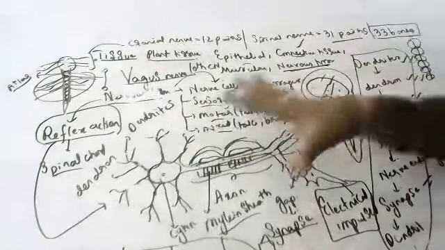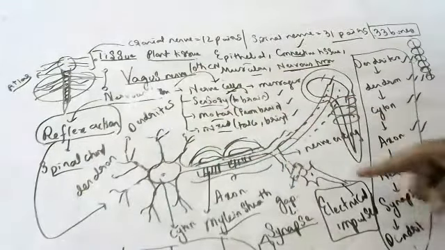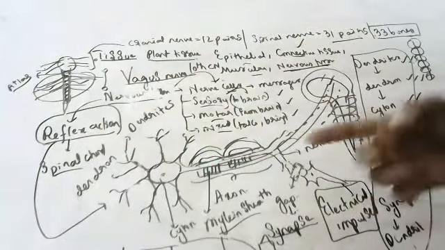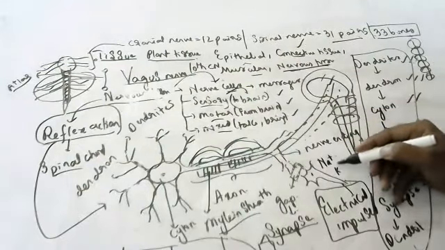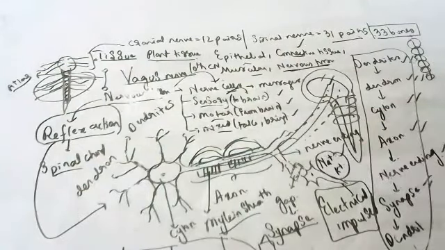All these help in taking messages in the form of electrical impulses. In the form of electrical impulses, sodium and potassium ions are there. They move, causing electrical impulses in our body, children.